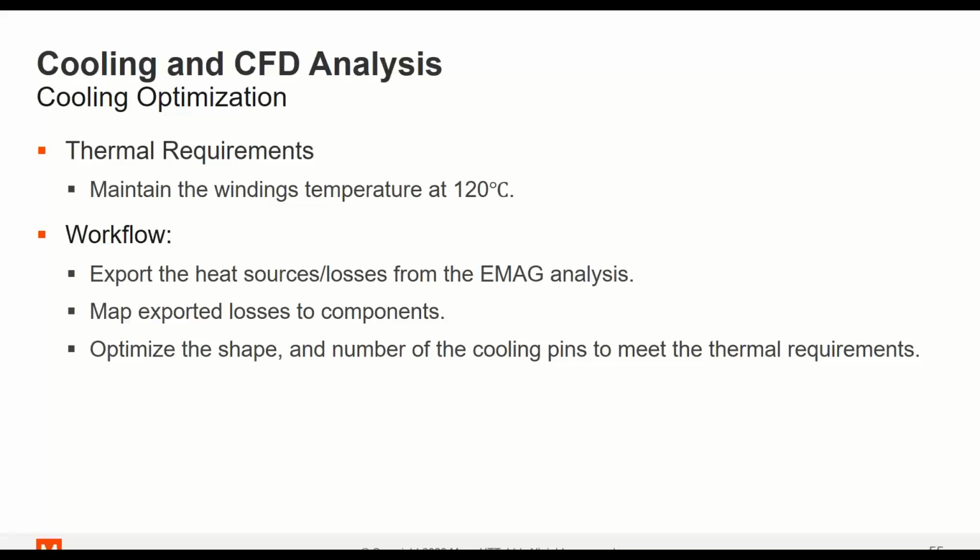So what we're going to do here in this case, we're going to export the heat losses from the electromagnetic analysis and the demagnetization analysis. And of course, we've been using Simcenter Magnet. And then we're going to be mapping those heat losses at the heat sources for the different components in the design. And from there, we're going to optimize the cooling system. So let's see exactly how that looks.